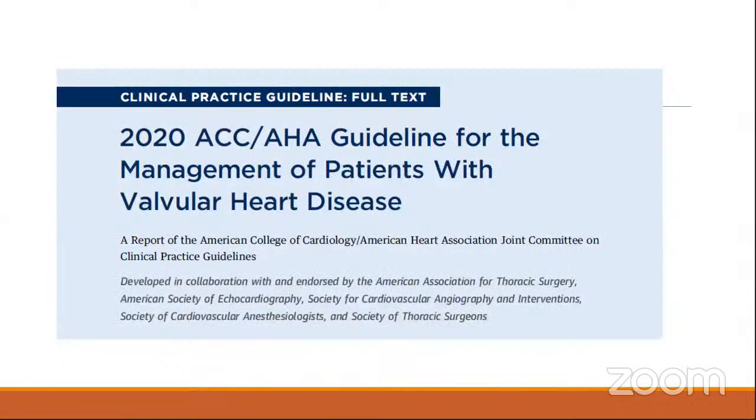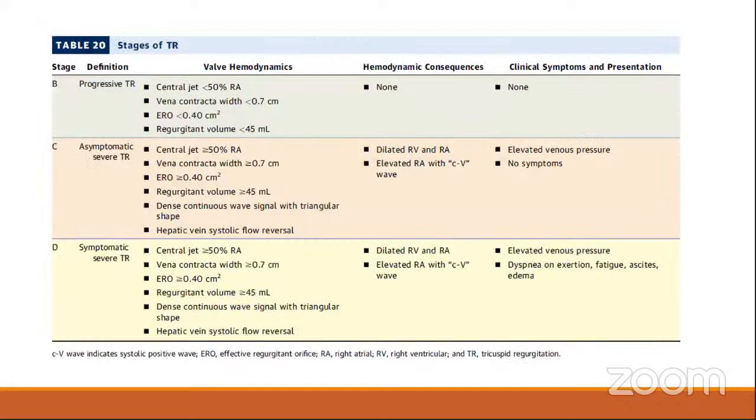So the guidelines, there was the 2017 guidelines, but recently the 2020 guidelines came out from the American Heart Association with management of patients with valvular heart disease. And they put the stages of tricuspid regurg, they staged it at B, C, and D.